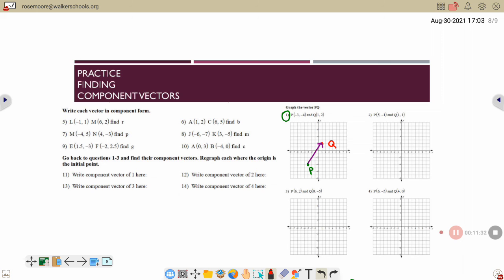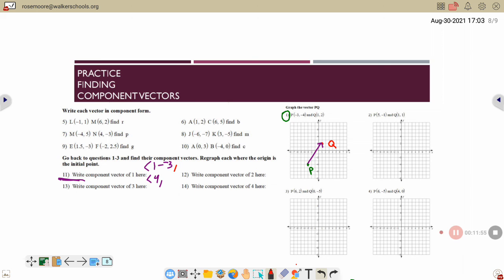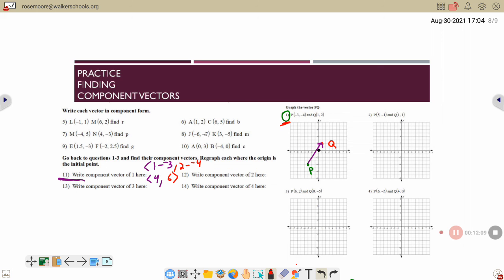All right, so if I find the component form of number 1, that will be 1 minus -3, which is 4, comma, and then I will have my y's, 2 minus -4, which is 6. So that's my component form. So if I were to go back and regraph that onto number 1, what that will look like is I start at the origin for my new point, and I go up 4 and over 6.